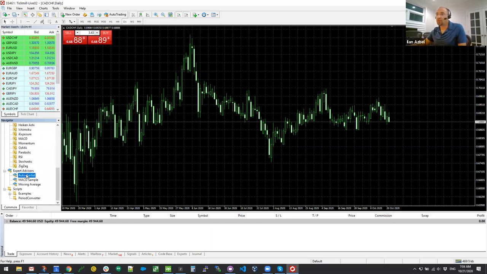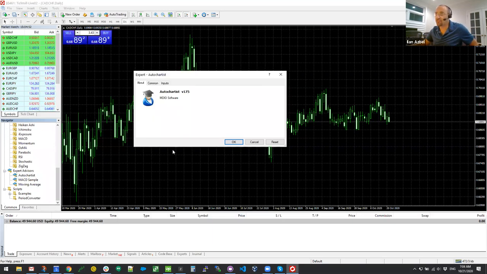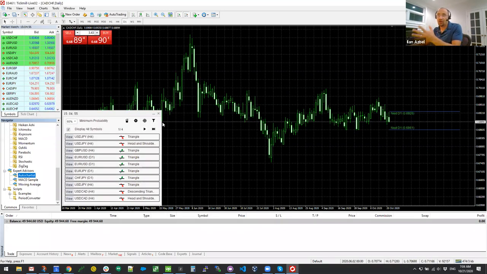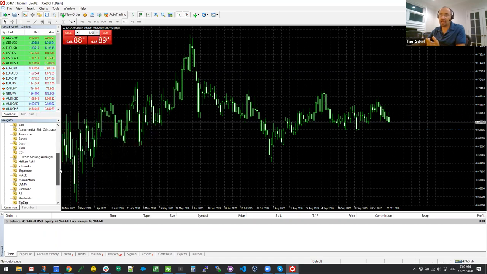MetaTrader. We're going to be talking about the Autochartist risk calculator today, but it's dependent on some data which is downloaded by the expert advisor. So the first thing you've got to do is just drag and drop the EA onto your chart. It downloads a whole bunch of data that we need, and I'll show you why in just a moment. And then you can go ahead and close that and use the risk calculator on its own.